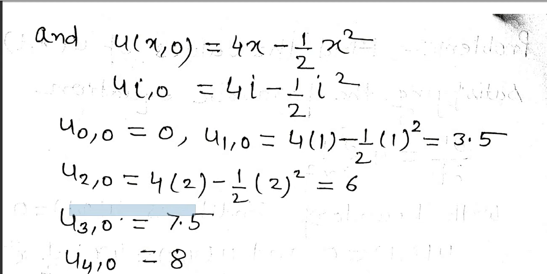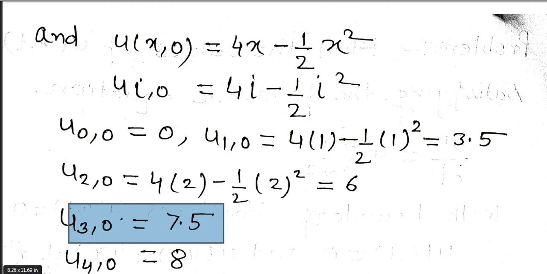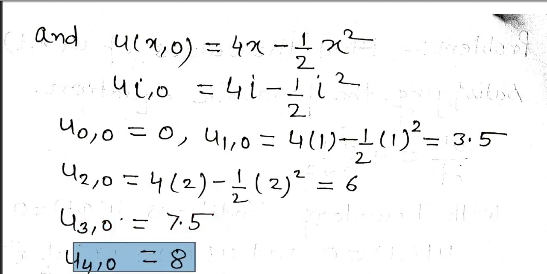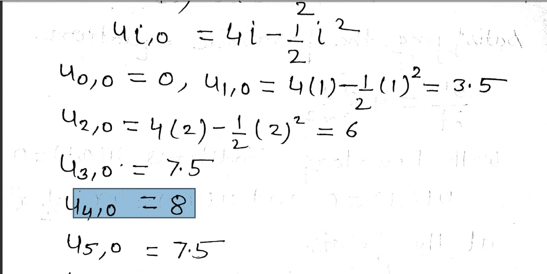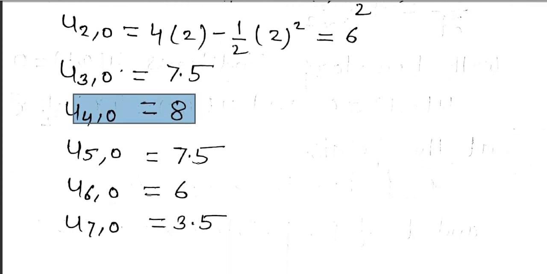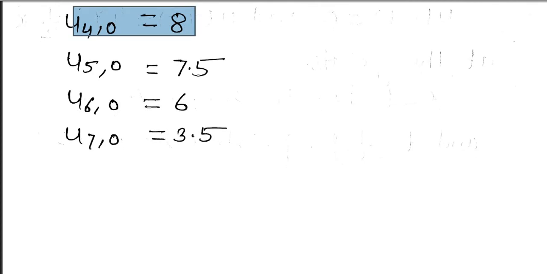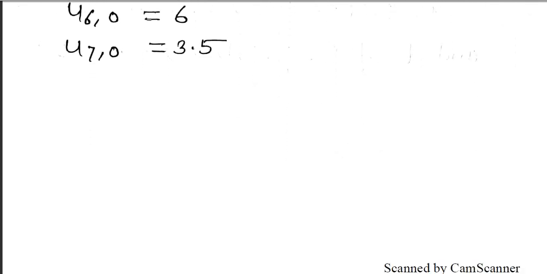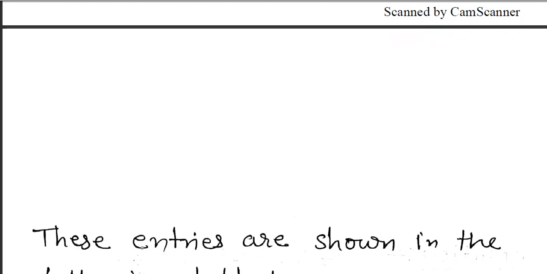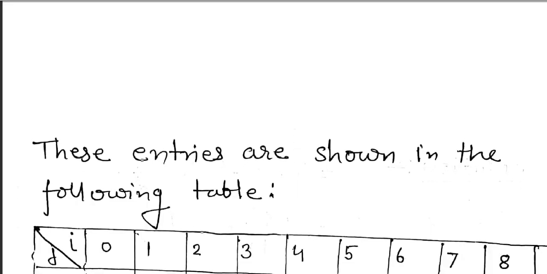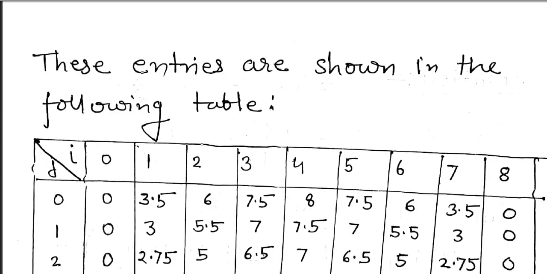What is u30? In the same manner, u30 is equal to 7.5. u40 is equal to 8. u50 is equal to 7.5. u60 is equal to 6. u70 is equal to 3.5. So these entries are shown in the following table.